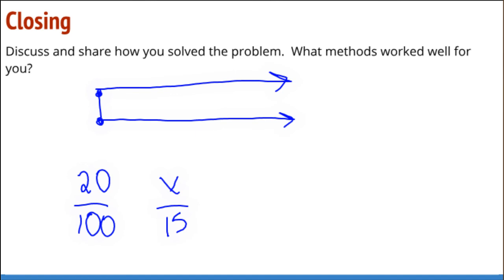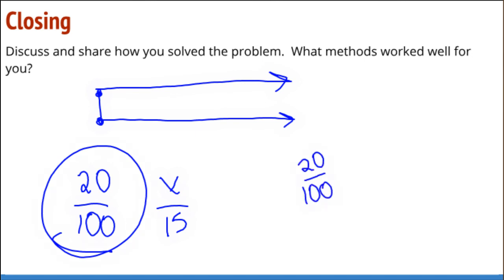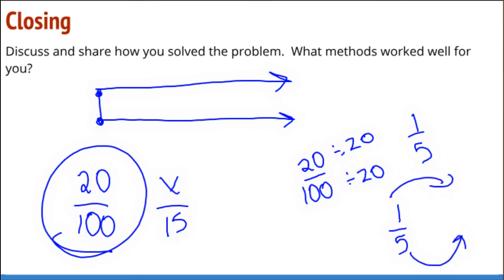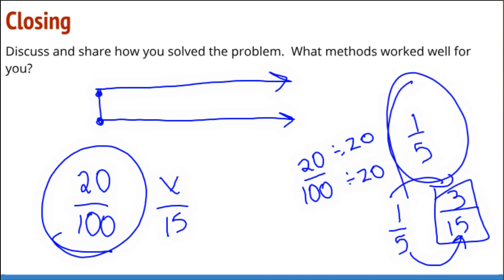Sometimes that scaling involved taking this all the way down to the largest possible units. So I would take the 20 hundredths and I would divide them both by 20 and find out that they were equivalent to 1/5. And then I would scale up to the 15 by multiplying by 3. So that was one method, was to scale all the way down to the largest possible unit and then build back up. And then of course we had times where it was nice and easy.